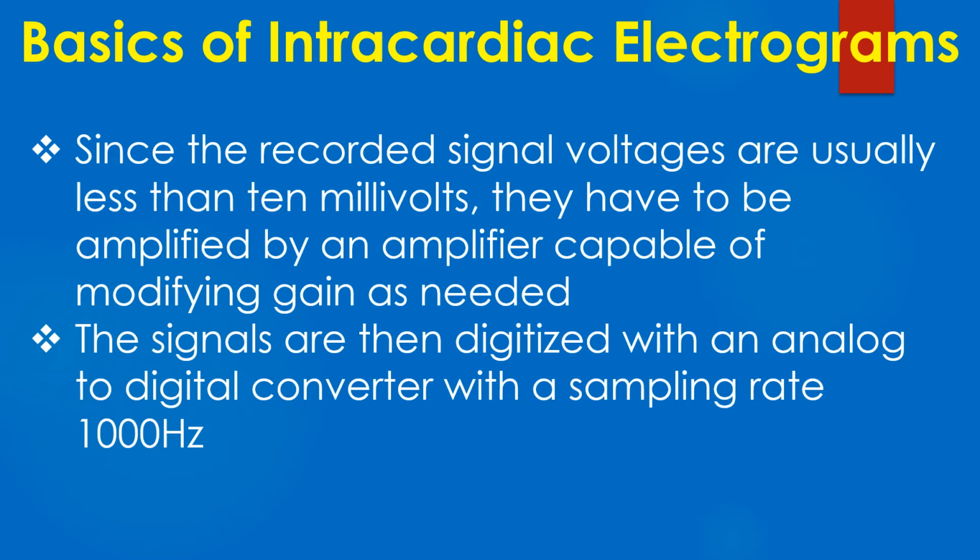Since the recorded signal voltages are usually less than 10 mV, they have to be amplified by an amplifier capable of modifying gain as needed. The signals are then digitized with an analog to digital converter with a sampling rate of 1000 Hz.